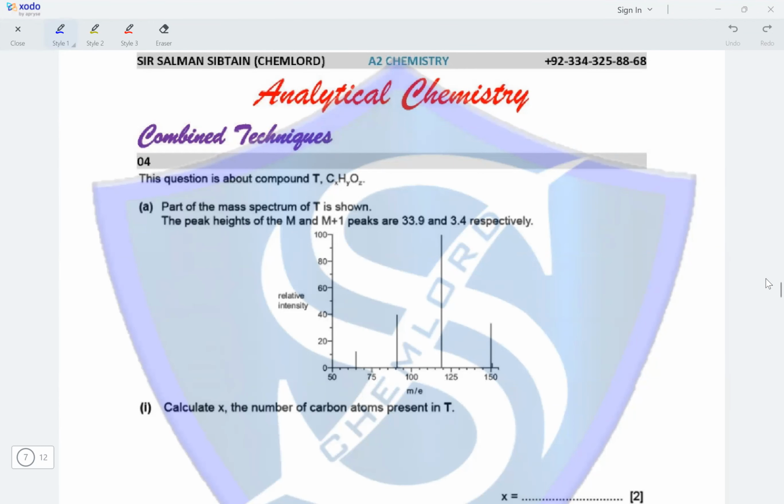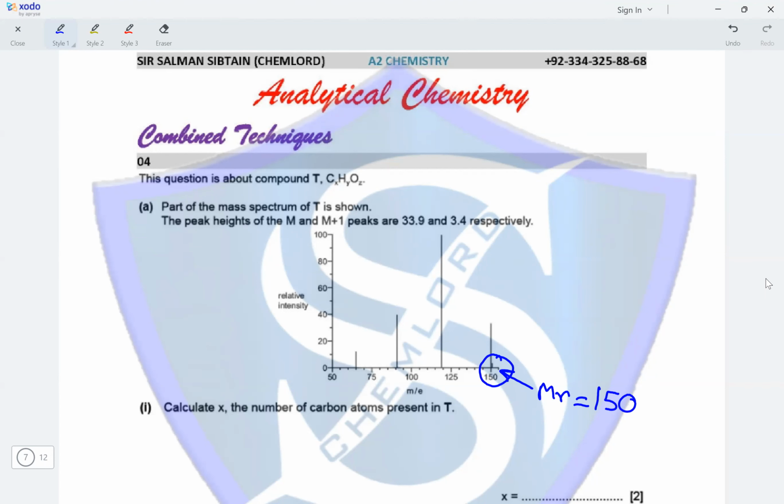Hi guys, this is A2 Chemistry, Analytical Chemistry, and we are looking at combined techniques. Question 4. This question is about compound T, CxHyOz. Part of the mass spectrum of T is shown. The peak heights of the M and M+1 peaks are 33.9 and 3.4 respectively. As we can see by the m/e values on the x-axis, the Mr of this compound is 150.